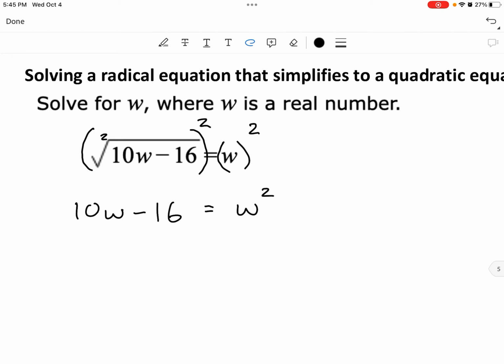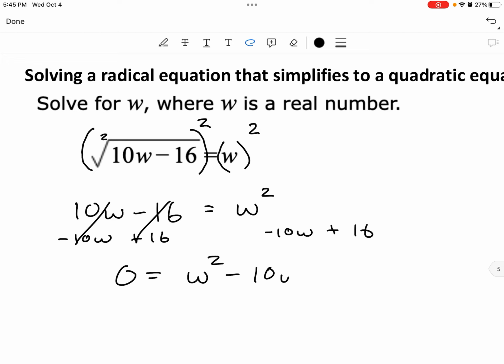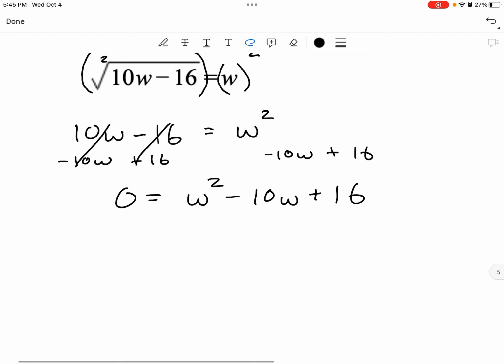And now what we want to do is isolate 0 on one side or the other. We're going to move 10w and minus 16 over to the right side. So this will isolate our 0. And we've now got w squared minus 10w plus 16. And we should now have a trinomial that can factor into two binomials of w times w.